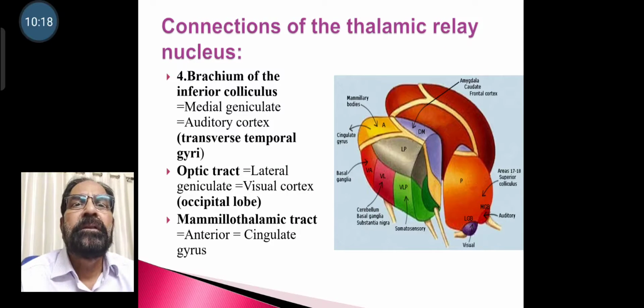Then we have the brachium of the inferior colliculus, and the nucleus is medial geniculate body, and they will be relating to auditory cortex. Then coming to optic tract, the nucleus is lateral geniculate, and they will be relating to visual cortex. And again there is one more, that is mammillothalamic tract. Here the thalamic nucleus is the anterior nucleus, and the relay is to cingulate gyrus.